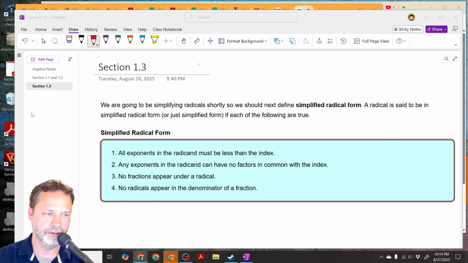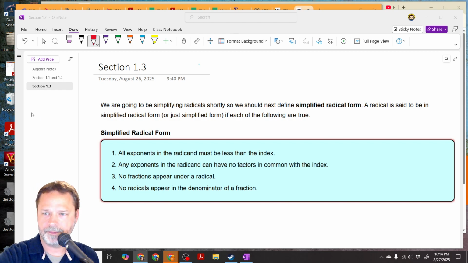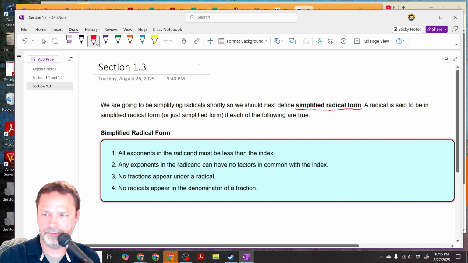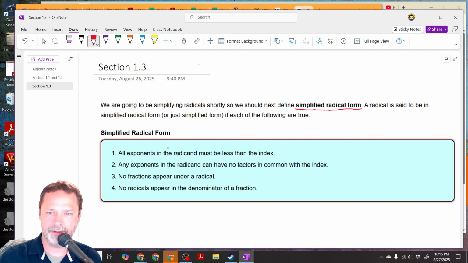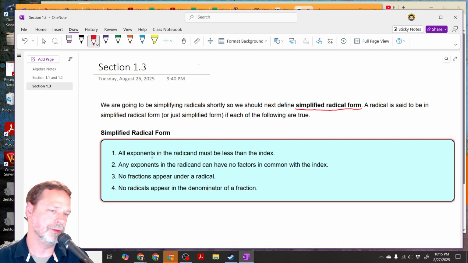Okay, we're doing these roots, these fifth roots, fourth roots, nth roots. What do we mean when we talk about simplified radical form? We're saying we want it in a certain way. We want it to look nice. So what does that mean? These four rules right here.